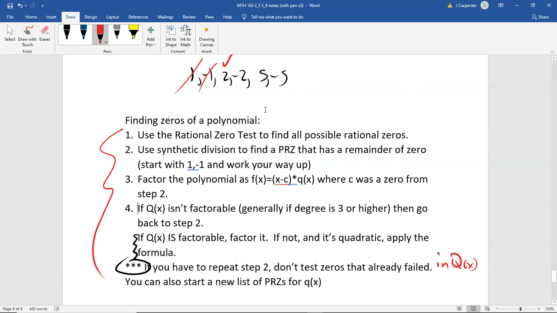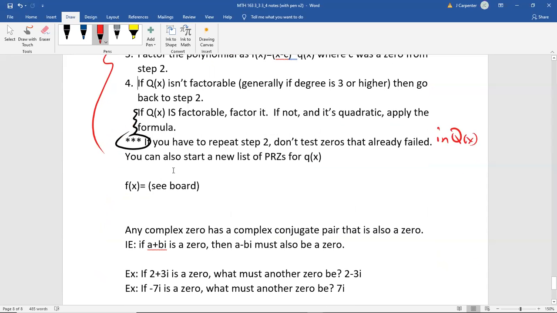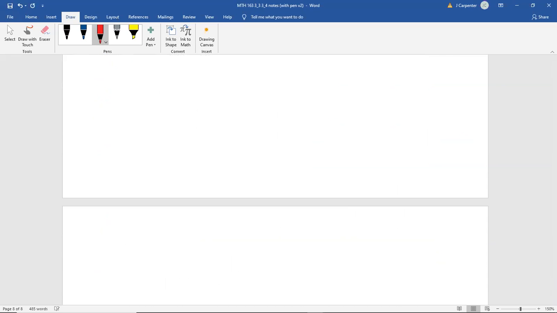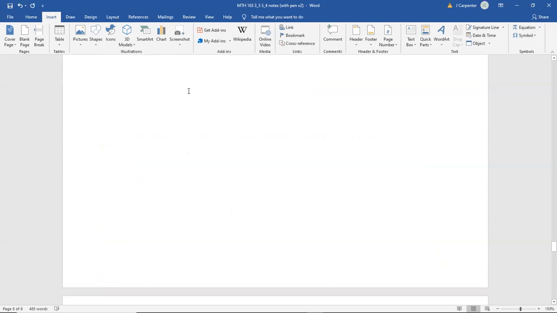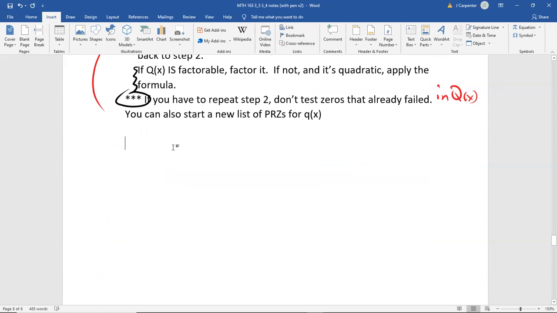All right, so we have, that's for much later. In fact, I'm going to need a lot of space. Example two. Find all zeros of x.